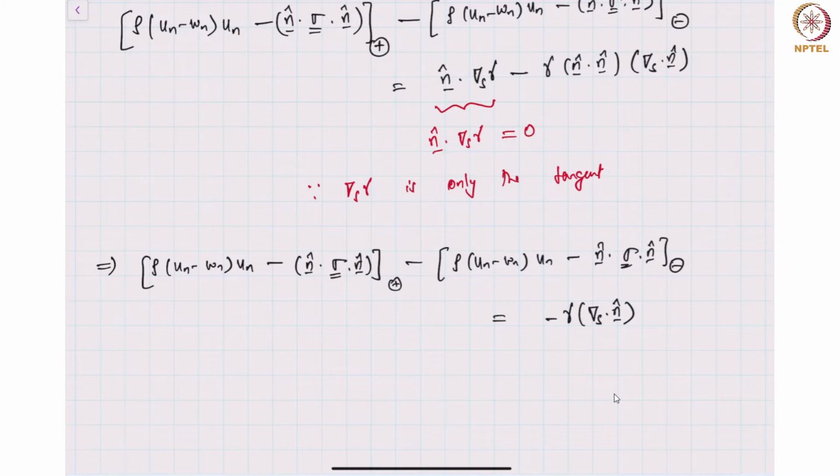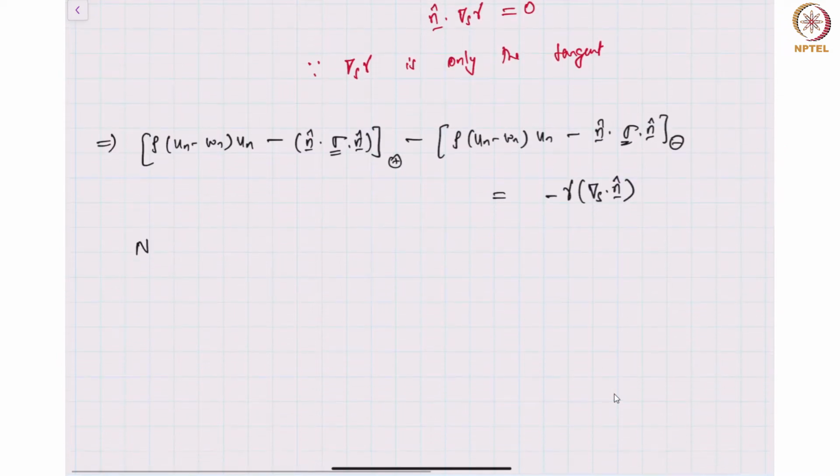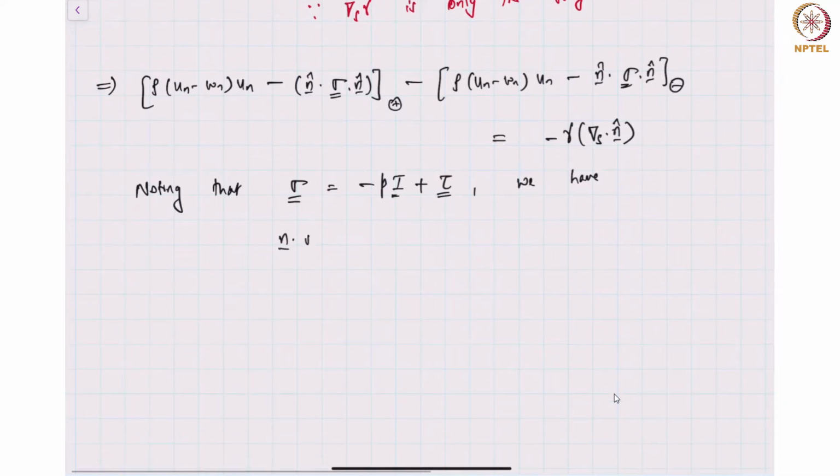Let's expand this further, noting that the stress tensor sigma has two parts, a pressure term and a deviatoric stress term. I have sigma equal to minus p times I plus tau. We have n dot sigma dot n will be minus p plus n dot tau dot n.